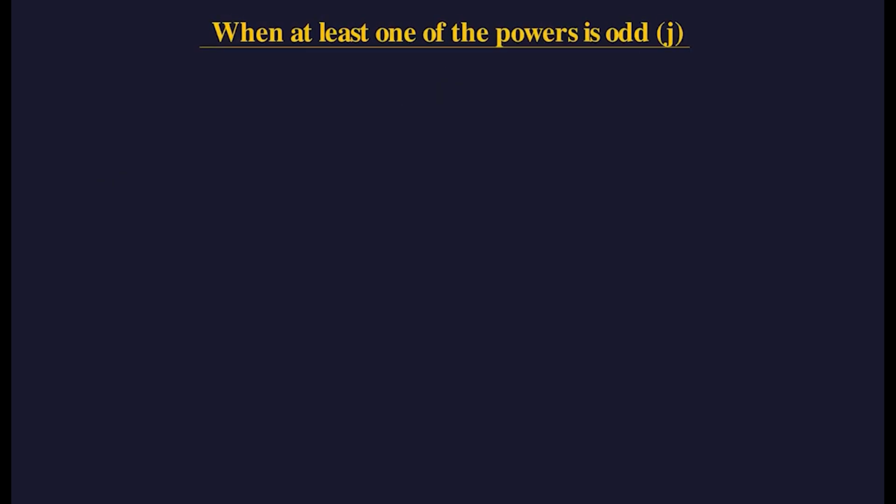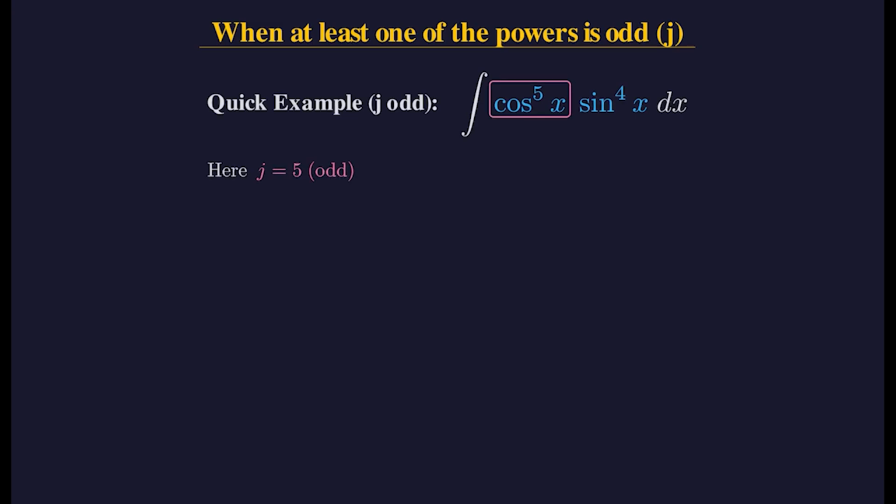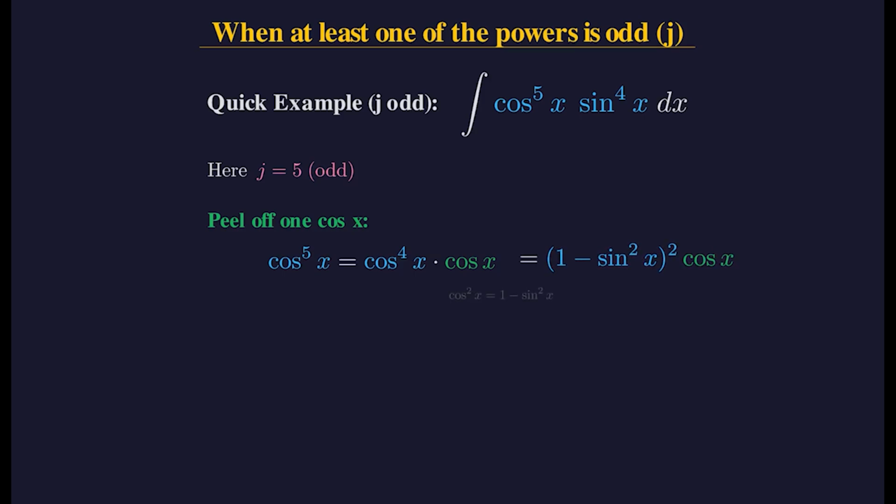Now let's take a quick example where j is odd, just to illustrate that point. Let's say we've got the integral of cos to the power 5x times sine to the power 4x dx. So here j is obviously equal to 5. So what do we do? Well, we're not going to peel off the sine x here, we're going to peel off the cosine x. And when we do that, we get cos to the power 5x is equal to cos to the power 4x times cos x, which is equal to 1 minus sine squared x, all squared, times cosine x.